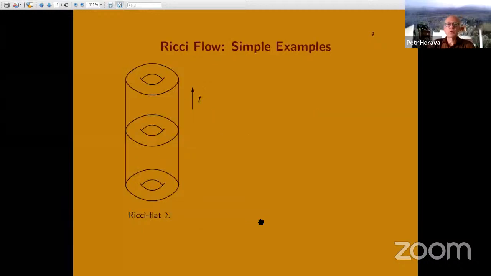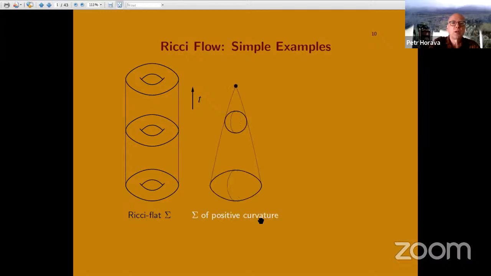So let me give you, to those of you who may not be familiar with the intuition behind the Ricci flow, let's look at a few very simple examples just to build some intuition. So if you start with a Ricci flat manifold, like here I just illustrated by a torus, it just sits there and stays intact for all eternity.